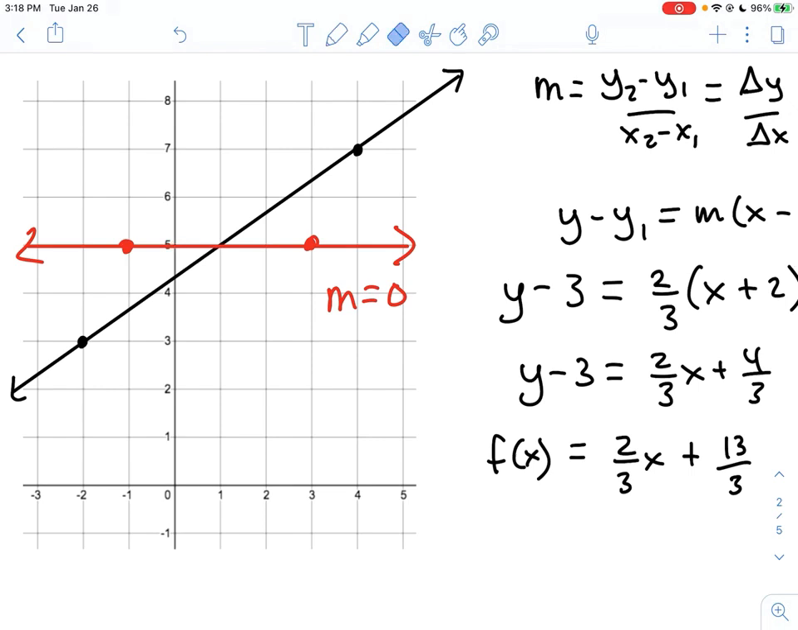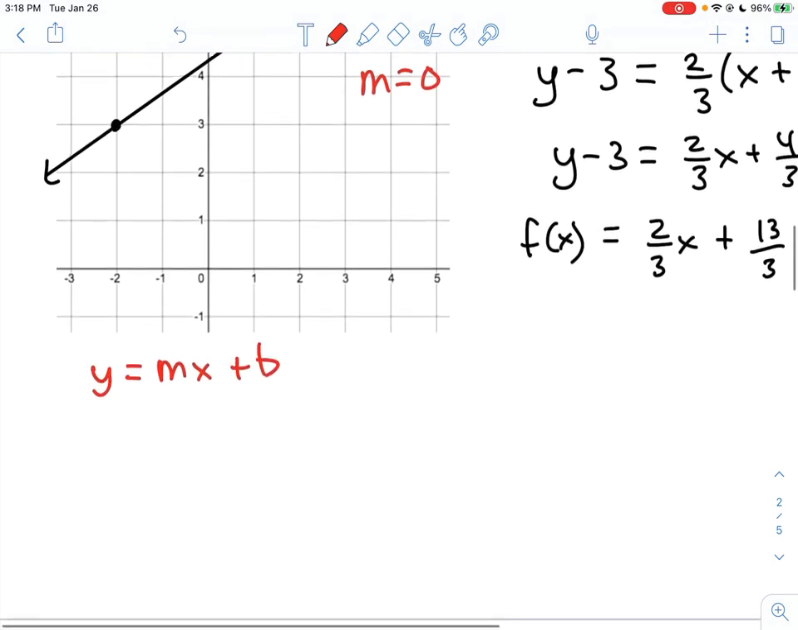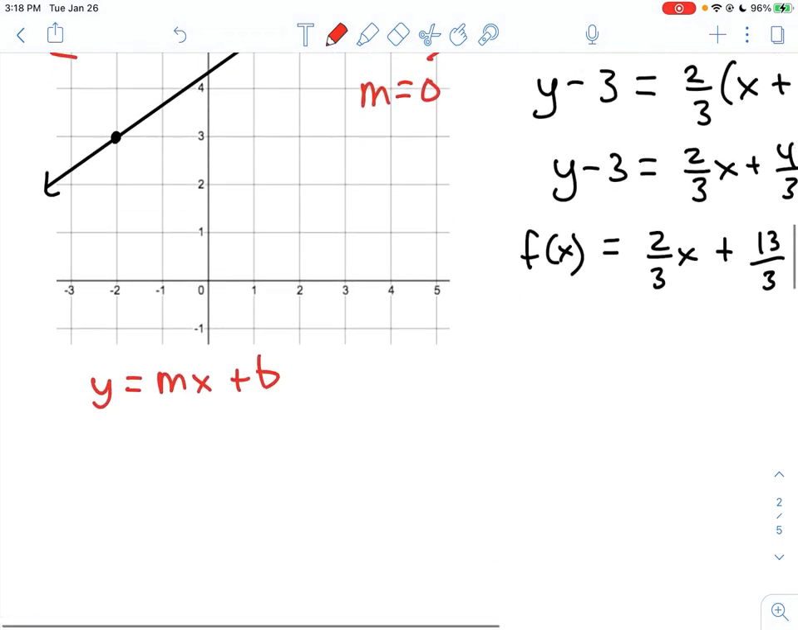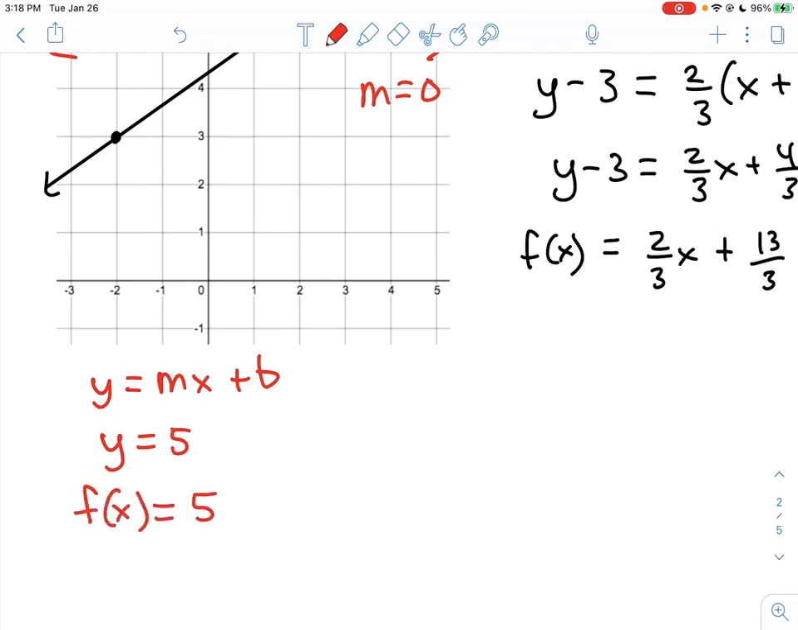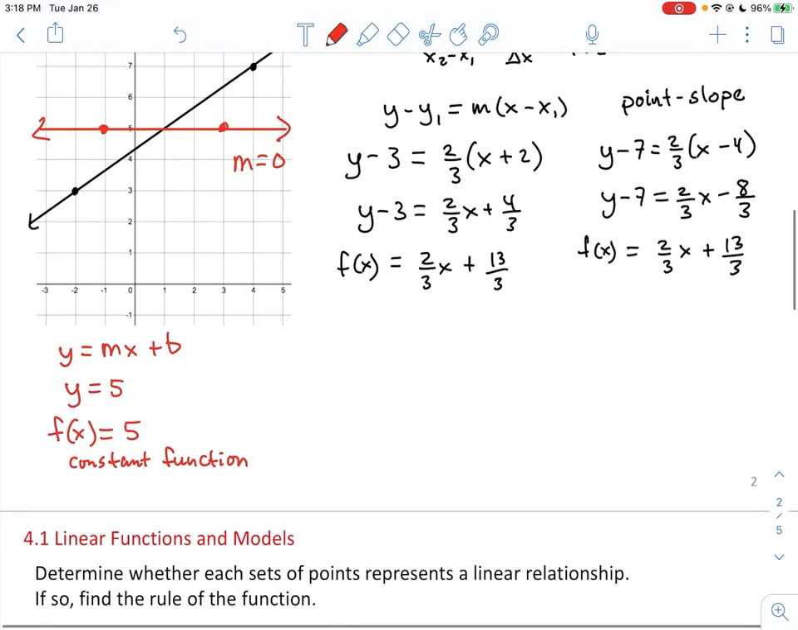So you could just go straight to y equals mx plus b with this one and say, okay, well, y is equal to mx plus b, and I know the m is 0, and I know the b has to be 5, so this just produces y is equal to 5. And in function notation, it would be f of x equals 5. This is called a constant function. It's a function whose rule is just a constant. f of x equals 5 is a horizontal line, height 5.